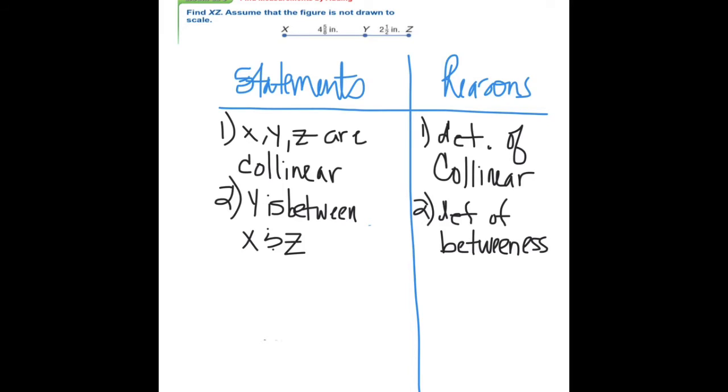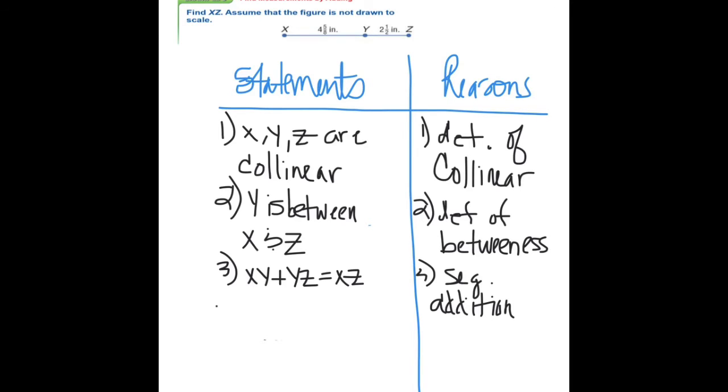And then I could say that because y is between x and z, that means that xy plus yz equals xz. And that's segment addition. We're just adding the segments together, segment addition.